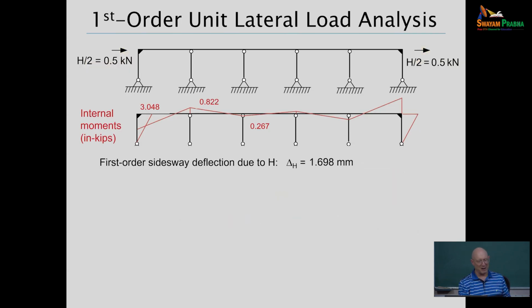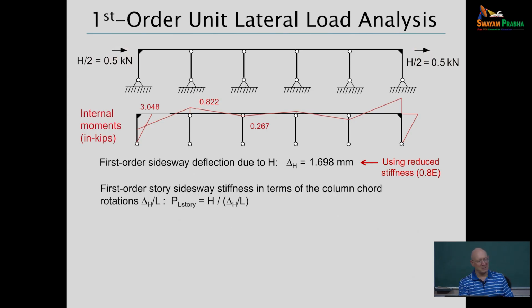Well, these are first order analyses. So if I do the analysis and I find, well, what's my first order drift? It's 1.698 millimeters. That's with the reduced stiffness. And so I can do a PL story here, H divided by delta H over L. And so I get from that calculation 3,590 kilonewtons per radian. And that's a stiffness in terms of a drift ratio.